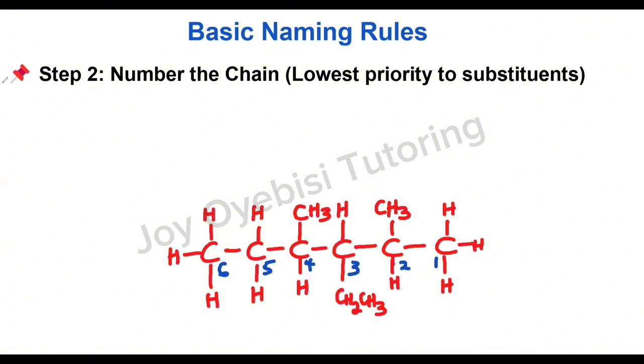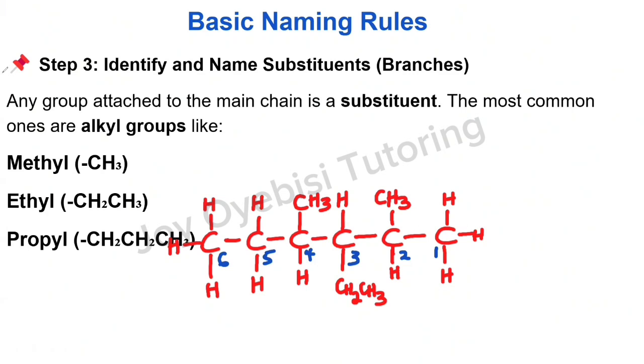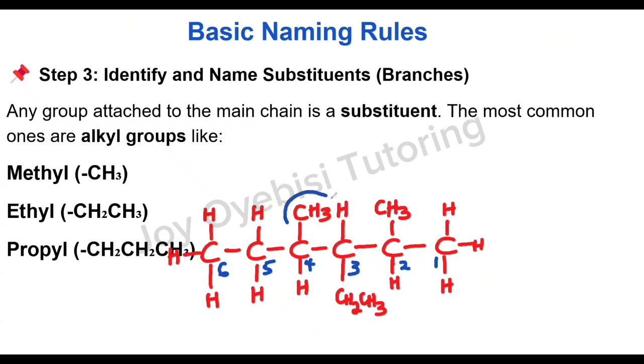Step 3, we're going to identify and name the substituents. Now we've numbered our longest continuous chain. The next thing is to name these substituents. This is a substituent, this is a substituent, and this is a substituent. The groups attached to the main chain are substituents or branches. And the most common ones are the alkyl groups. Alkyl groups end with YL. It follows the prefixes that I just showed you.